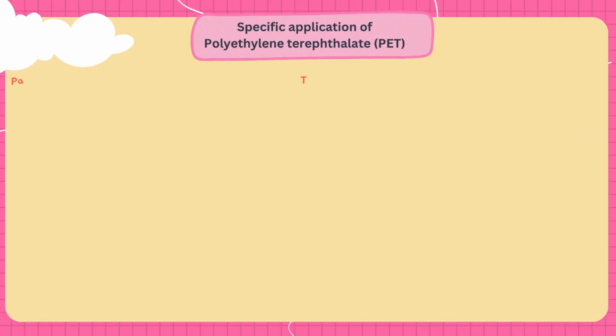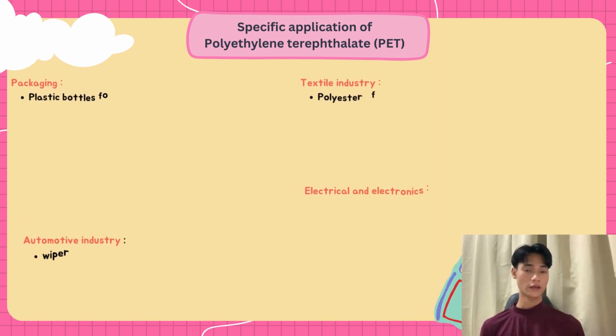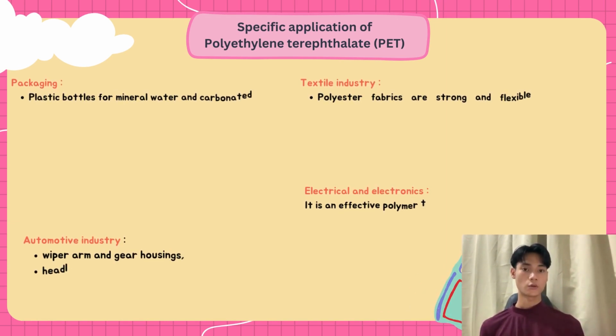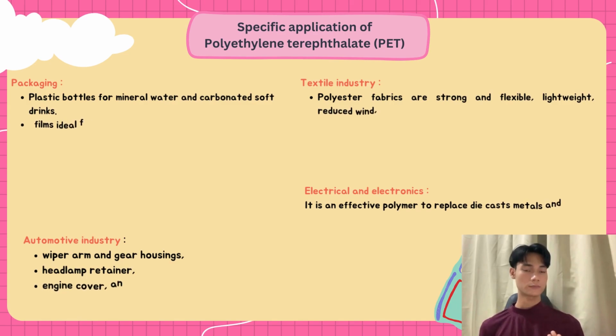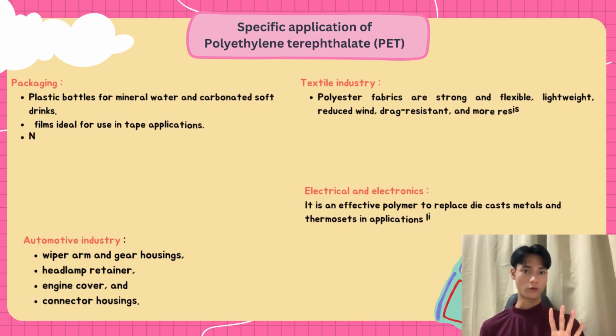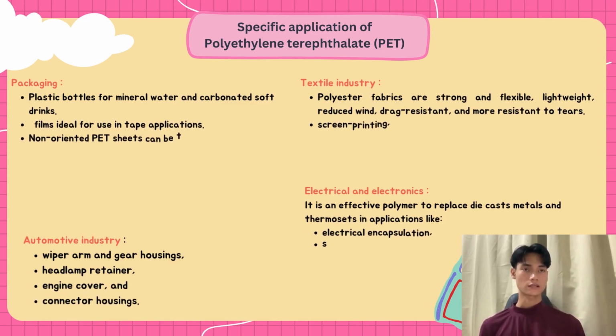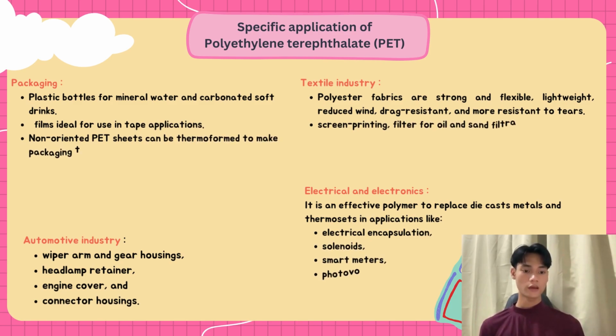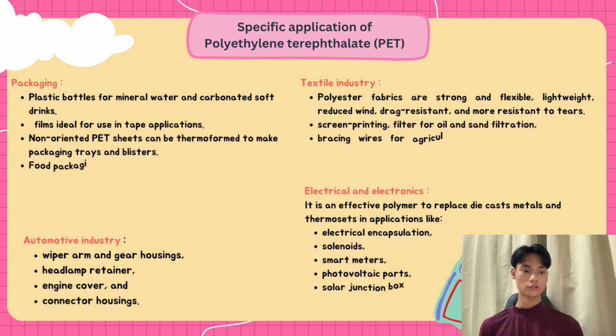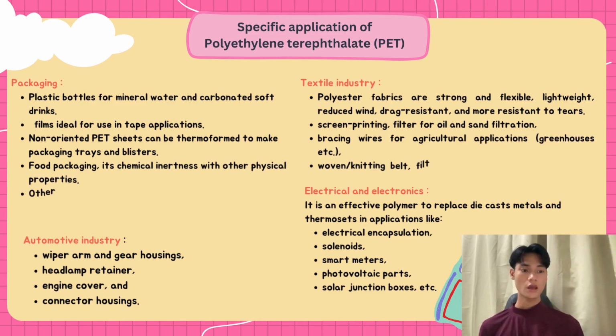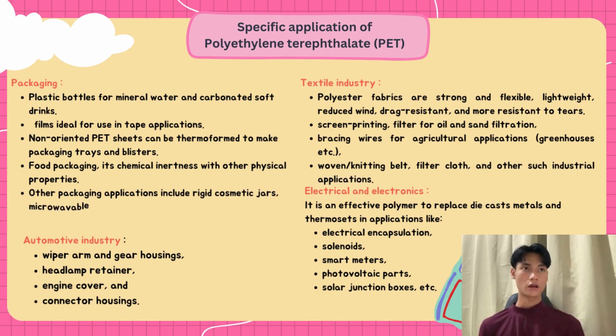Next, let's talk about specific applications of polyethylene terephthalate (PET). The specific applications are divided into four: packaging, textile industry, automotive industry, and electrical and electronics industry. For packaging, PET is used for making plastic bottles, such as for mineral water and carbonated drinks.